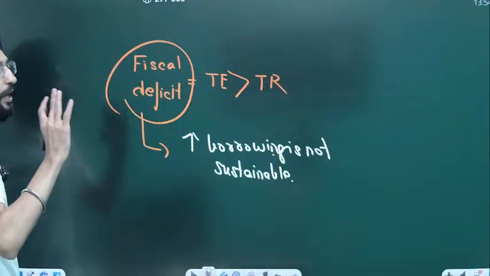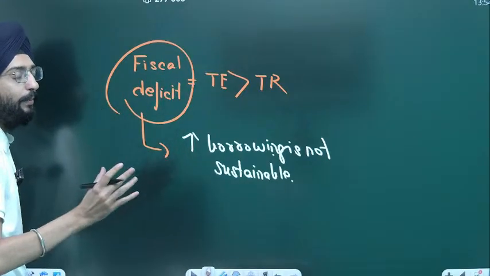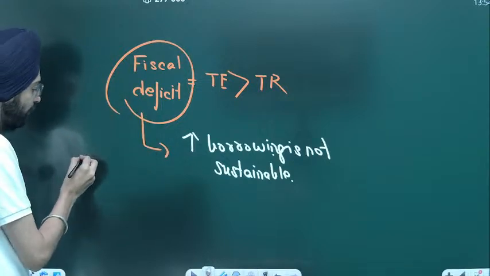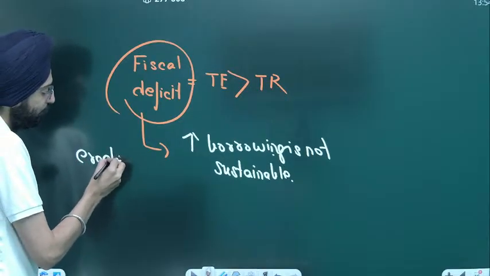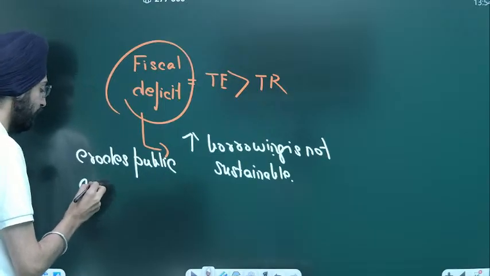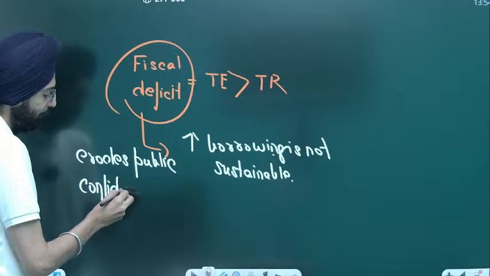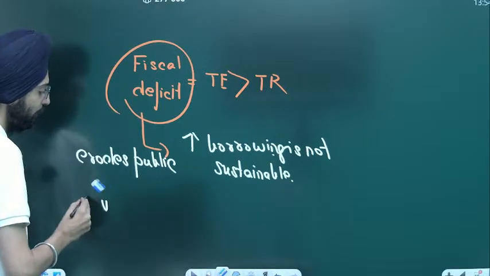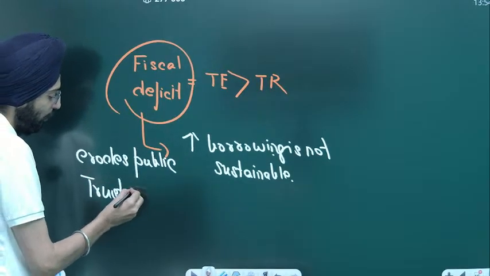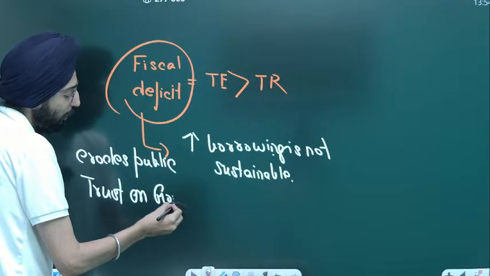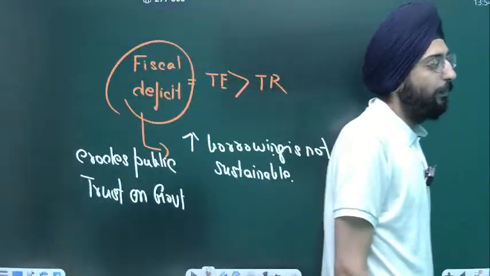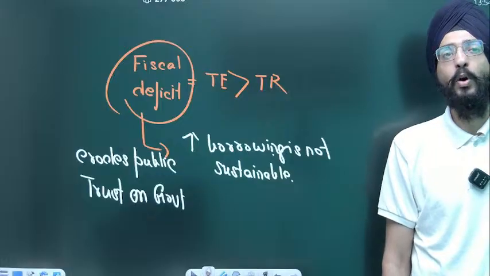Too much fiscal deficit is a problem. Some amount of fiscal deficit is acceptable and necessary; it happens with every nation. But too much fiscal deficit erodes public confidence, or public trust would be a better word, in the government. That is not suitable, because as per social contract theory, you give a certain amount of powers to the government because you trust them.